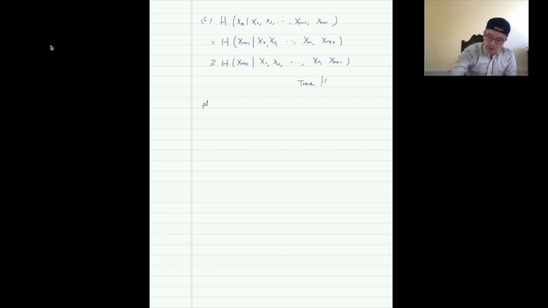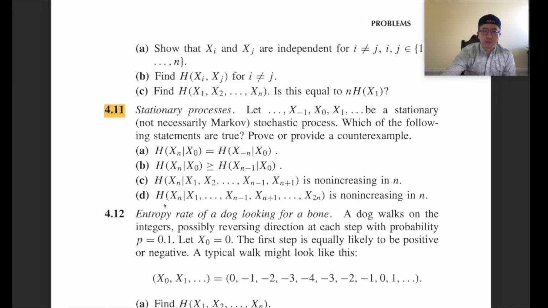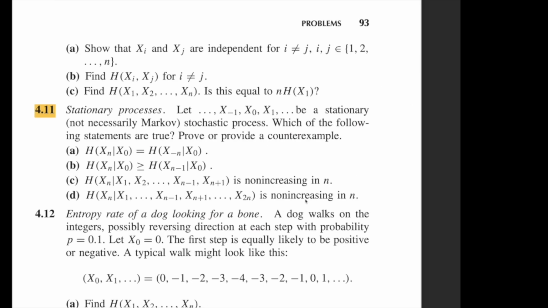Now let's see part D. Part D is something similar, right? So I want to see whether this is non-increasing in n, right? Whether it's a decreasing function of n. Okay, so we do the same thing here and see what we can get.